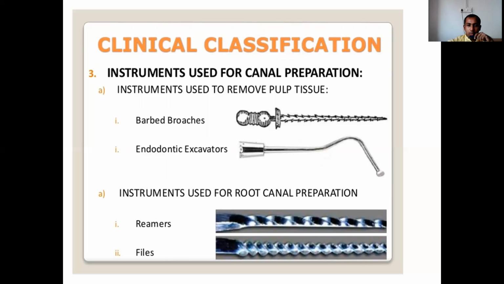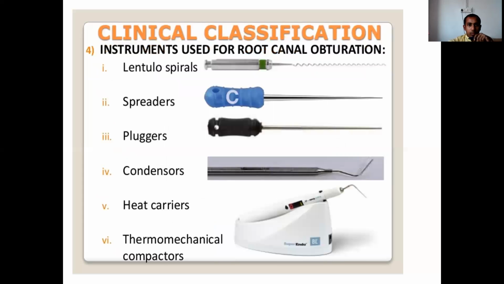And for instruments used for root canal preparation, we have various instruments used for cleaning and shaping the root canal, mainly divided into reamers as well as files. These reamers, as you can see in the diagram, are made from a triangular blank, whereas files are made from a square blank. Reamers have fewer flutes when compared to files, and the cutting efficiency is more for reamers, and the reamers fracture more when compared to the files.